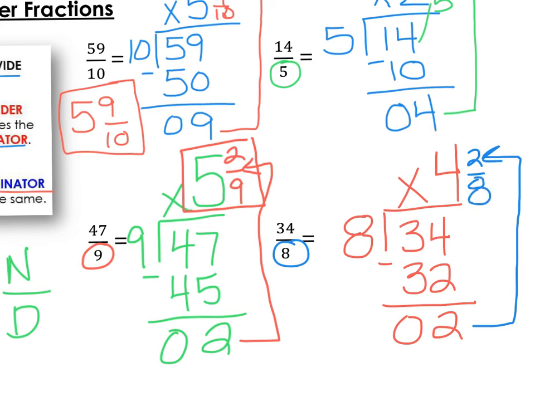Now be careful, if you can simplify your fraction, be sure to simplify your fraction. So like here, 2 and 8 are both even. So we know we can divide by 2. So we're going to leave our whole number alone and copy it. But our fraction can be simplified. 2 divided by 2 would be 1. And 8 divided by 2 would be 4. So our mixed number here would be 4 and 1/4.